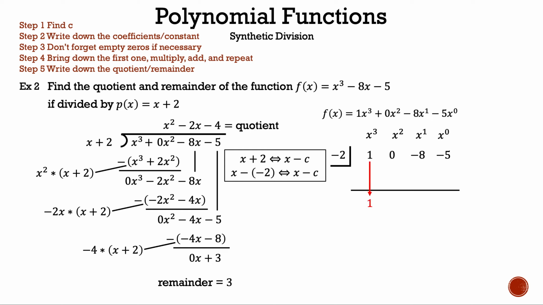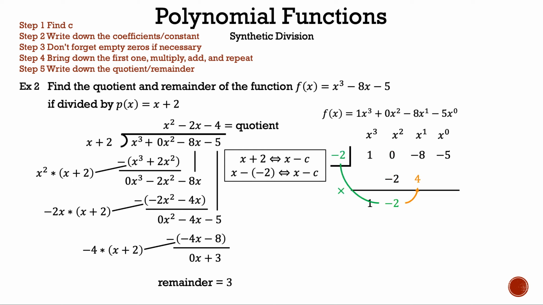The next step is to bring down the first number, in this case 1, to the bottom row, and multiply it by the c value, in this case negative 2. And negative 2 times 1 is negative 2. The result, negative 2, goes under the 0. Now we add the 0 and negative 2 and put the result, negative 2, on the bottom row.